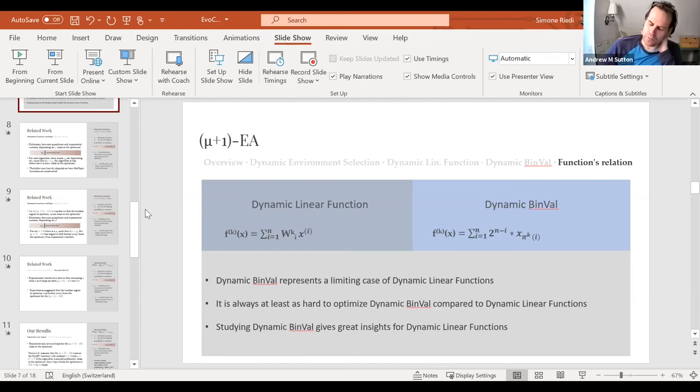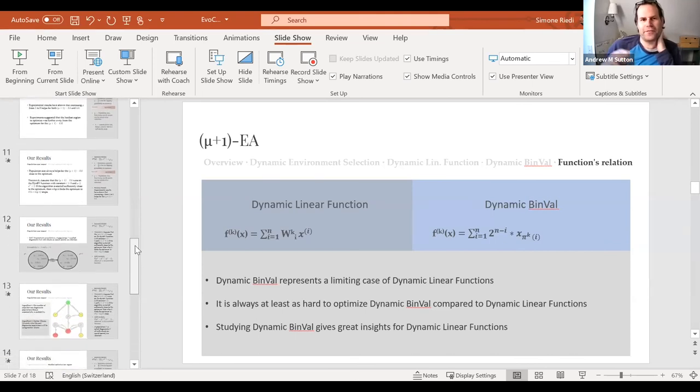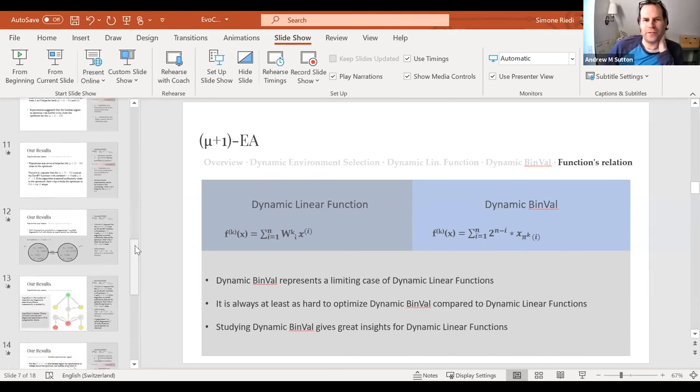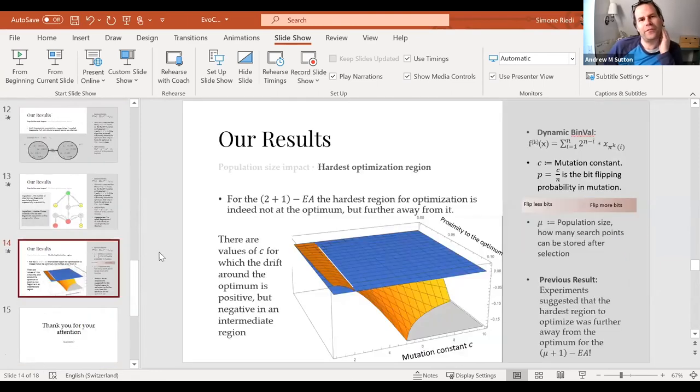I was also curious, this is a really interesting result on the 2+1. I'm wondering how difficult you think this would be to generalize to mu greater than two?